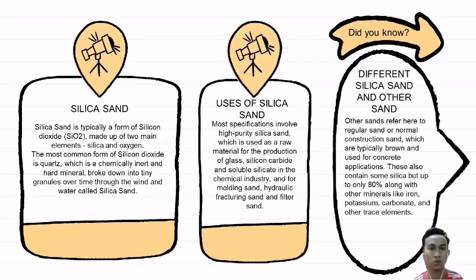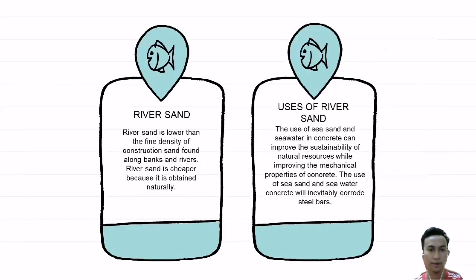Use of silica sand. Most specifications involve high purity silica sand, which is used as a raw material for the production of glass, silicon carbide, and soluble silicate in the chemical industry, and also for modern sand, hydraulic fracturing sand, and filter sand. Difference between silica sand and other sand. Other sand refers here to regular sand or normal construction sand, which is typically brown and used for concrete application. This also contains some silica, but only up to 80%, along with other minerals like iron, potassium, carbonate, and other trace elements. River sand.